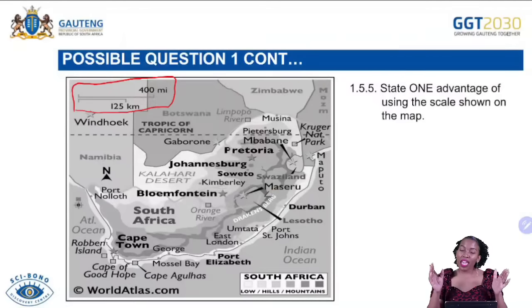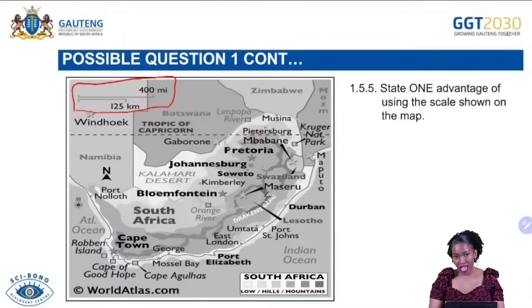If a map or a plan is reduced, the bar scale also gets reduced. So the bar scale, whether the map is enlarged or not, the bar scale will still remain accurate. That is the advantage of working with the bar scale.